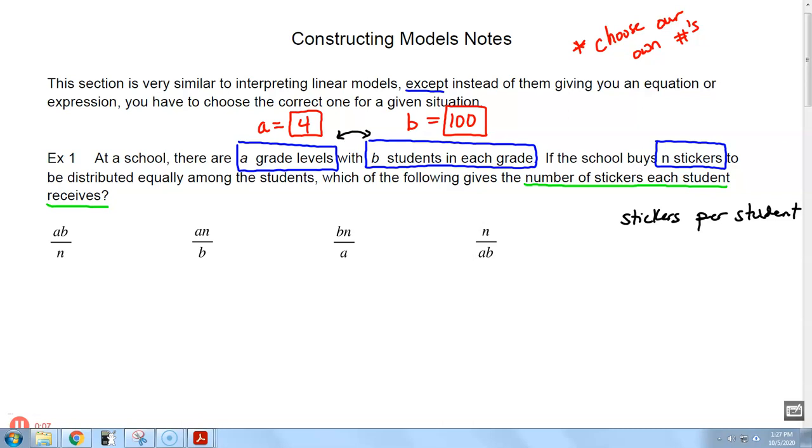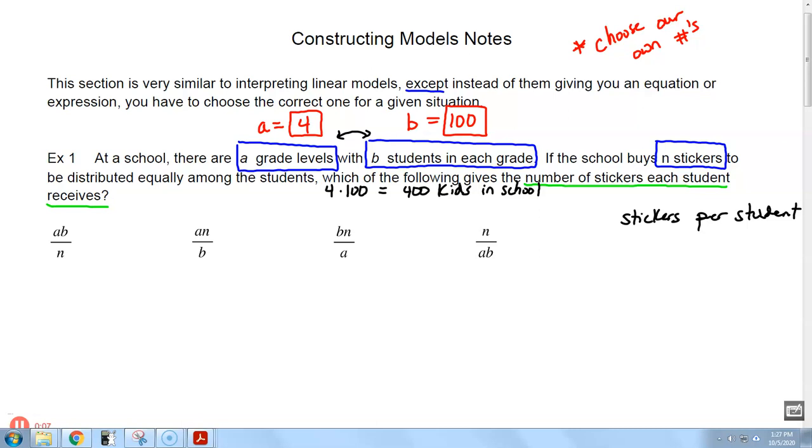So right away, from those two pieces, if there are 4 grade levels and 100 students per grade, if I multiply those together, that means that there are 400 kids in the high school. Some schools are that small, some schools are a lot bigger, but since there are no numbers given, we're going to keep it small. So there are 400 kids in our school.